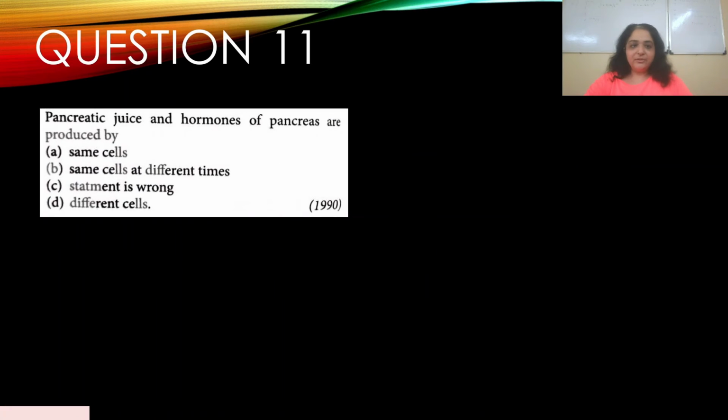Question number 11. Pancreatic juice and hormones of pancreas are produced by. This appeared in 90.